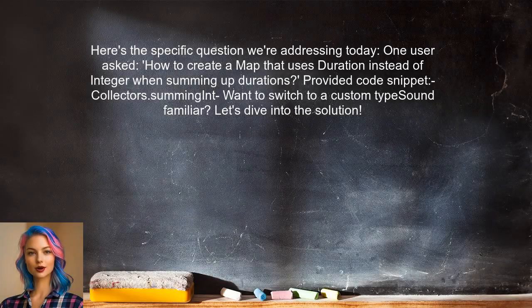Here's the specific question we're addressing today. One user asked how to create a map that uses duration instead of integer when summing up durations. They provided a code snippet that uses Collectors.summingInt, and now they want to switch to a custom type. Sound familiar? Let's dive into the solution together.